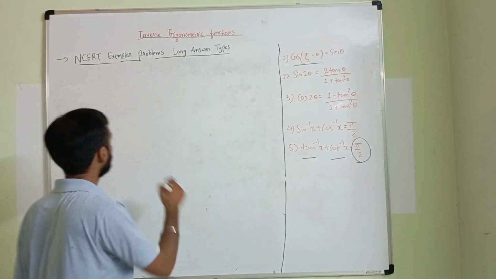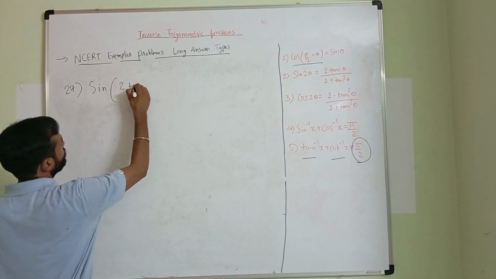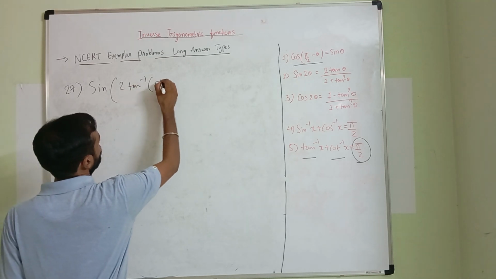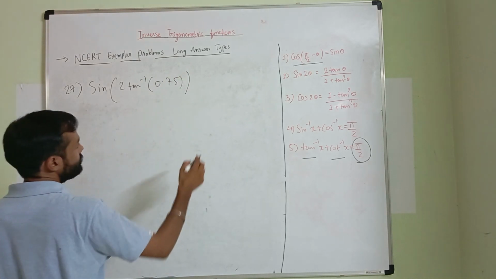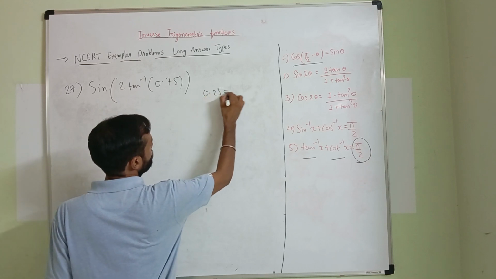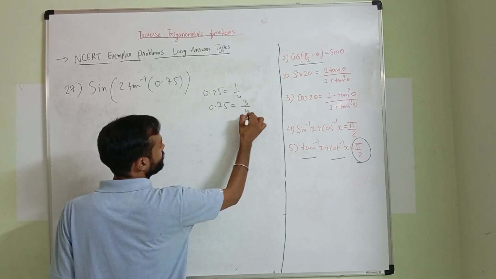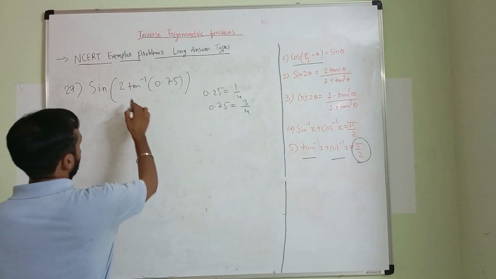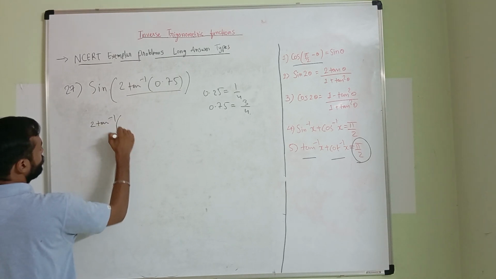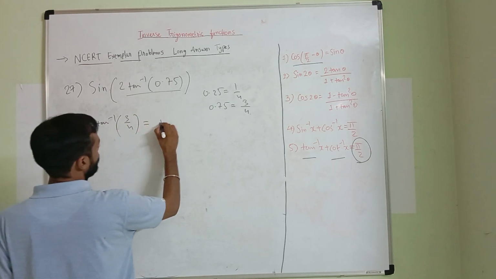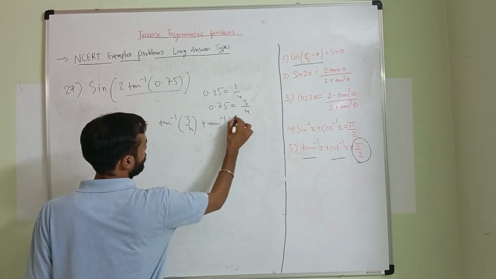Next is example number 27. It is asked to find the value of sine of 2 tan inverse of 0.75. Since 0.25 can be written as 1 by 4, 0.75 can be written as 3 by 4. So first we will solve 2 tan inverse of 0.75, that is 2 tan inverse of 3 by 4. So it will be tan inverse of 3 by 4 plus tan inverse of 3 by 4.